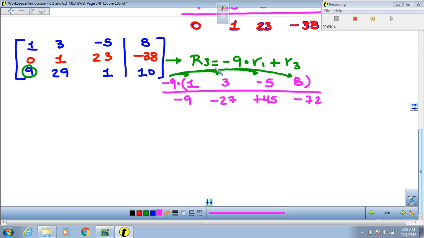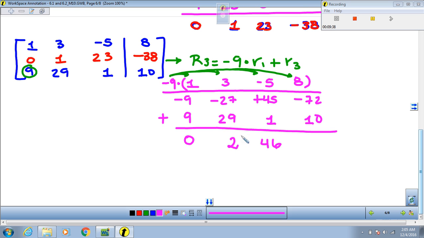So the rule says, okay, negative 9 times every number in row 1. That's what we just did. Then it says add those answers to every number in row 3. So I'm going to copy all the numbers here in row 3. And then we start adding them. So this is going to be 0. This is going to be 2. This is going to be 46, I'm sorry. And this one's going to be negative 62. And I've been forgetting that I'm supposed to put them in a different color so that you see it when we write them again in the new matrix.